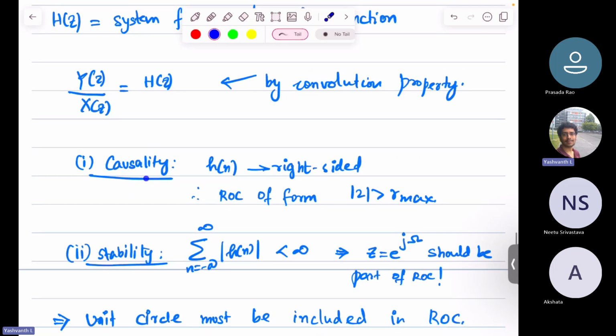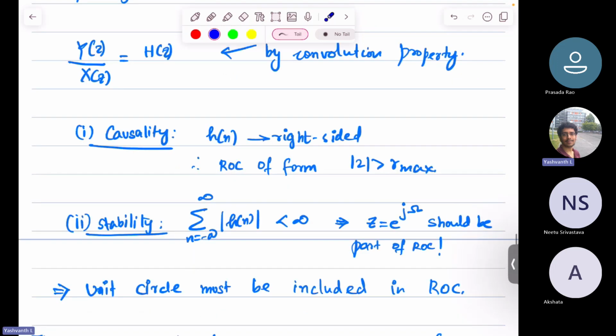First is causality. Recall that if a system is causal, then its impulse response should be right-sided. From the above properties, what does it mean? It means the ROC of your system function should be such that mod Z is greater than R max. That is, the ROC of your system function should be outside a circle with radius equal to the magnitude of the largest pole.